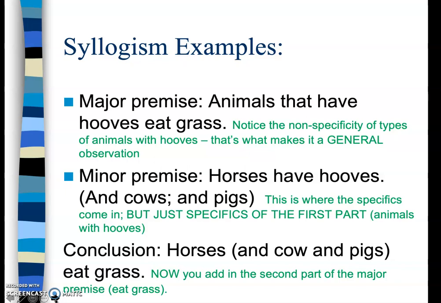And then we move to our minor premise, and this is where the specifics come in. Horses have hooves. Cows have hooves. Pigs have hooves. When you're creating the minor premise and adding in the specifics, you're only dealing with the first part of that major premise, the part that says animals have hooves. And once you've established that here's a whole bunch of animals that you know of that have hooves, then you are now moving to the second part of your major premise and saying, well, if a horse has hooves, it must eat grass. The same with cows and the same with pigs.